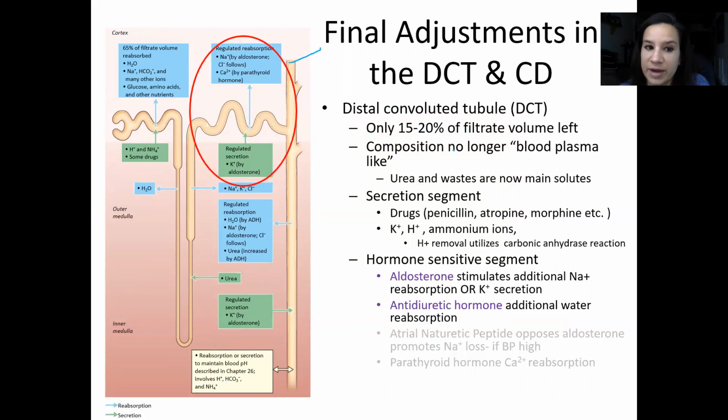And at this point, now that we've already done a lot of reabsorption in the proximal convoluted tubule and adjusted our water and salt content in the nephron loop, we only have about 15 to 20% of the filtrate volume left. So we're doing really good. However, you still don't want to be peeing out 15 to 20% of your filtrate volume. We want to get down to 1 to 2 liters. We would be in the bathroom all day if we were still peeing out this volume.